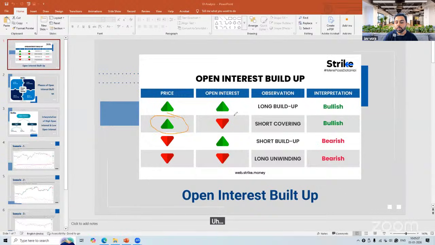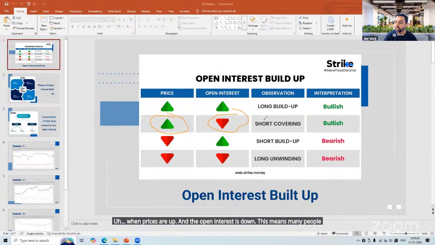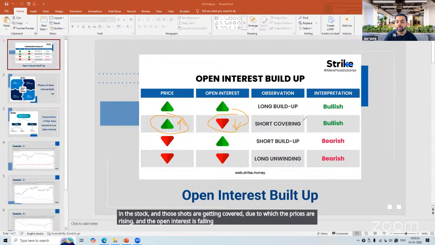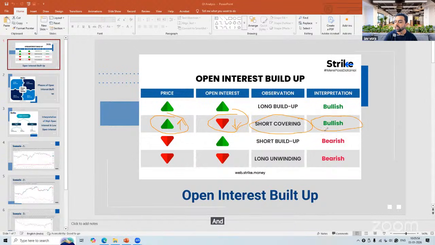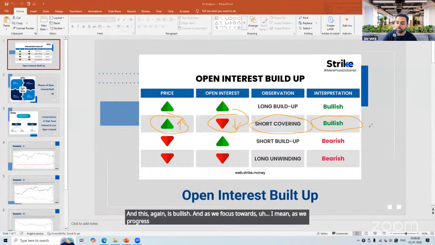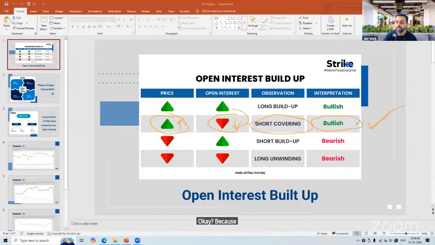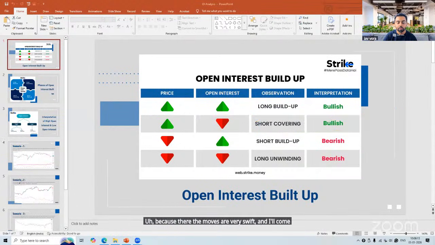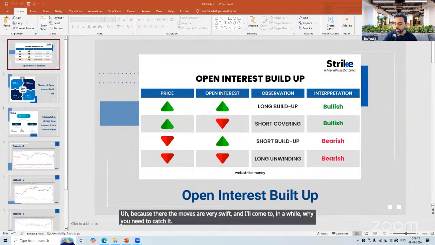When prices are up and the open interest is down, this means many people are short in the stock, and those shorts are getting covered, due to which the prices are rising and the open interest is falling, and this is what we call a short covering rally. And this again is bullish. And as we progress towards the end of this webinar, you will realize how important this is to catch. Okay, because once you catch this phase, this is the most rewarding phase, because there the moves are very swift, and I'll come to in a while why you need to catch it during this phase.